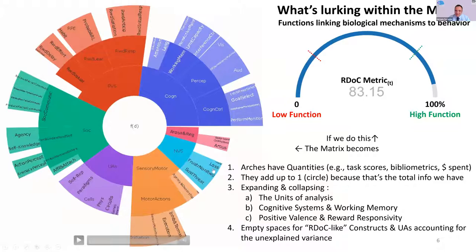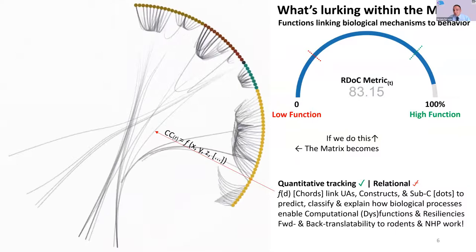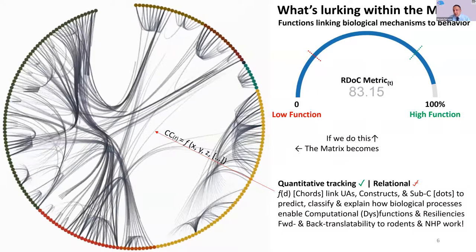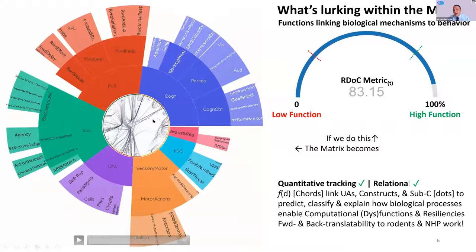So this is quantitative, as I said, but it's not yet relational. In order to make it relational, we need to build the connections between these constructs. You can imagine that each one of these lines represents a theory. So there is reinforcement learning, for instance, or diffusion drift models, that can connect the different constructs in the matrix and allow us to make predictions and classifications. So this framework would allow us to have a quantitative and relational view of the matrix.